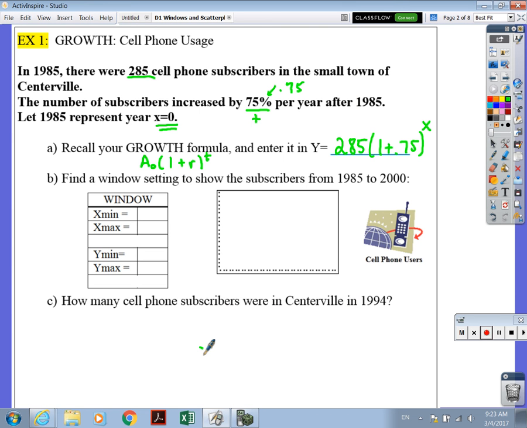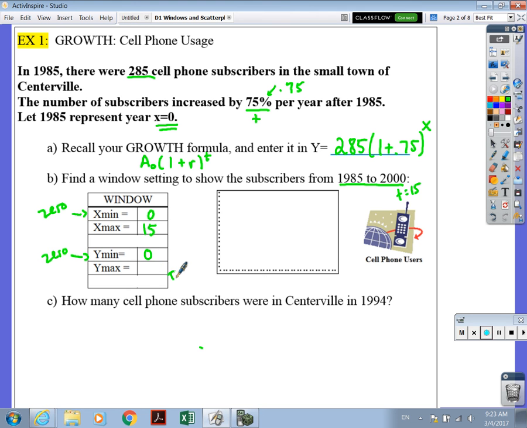Now what I'm thinking about here is finding a window setting to show the subscribers from 85 to 2000. That's going to be a 15-year time span. So typically when you set your windows, for most applications, a good starting point is to zero your minimums. That kind of puts you in the first quadrant. To get a maximum, since they want us to show these 15 years, I'm going to set that as 15. To get the y max, you have to think a little.